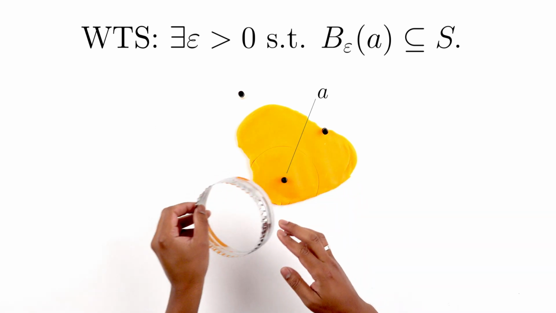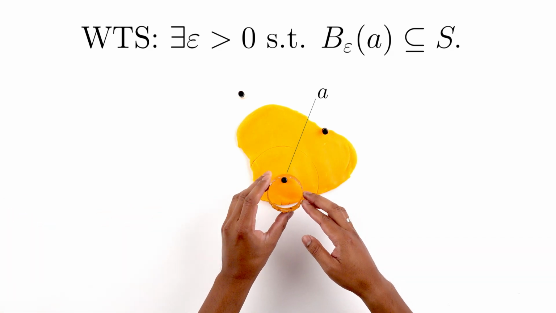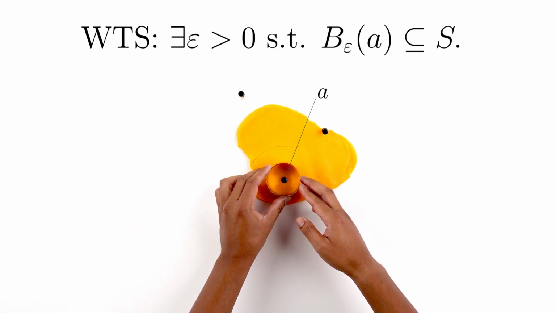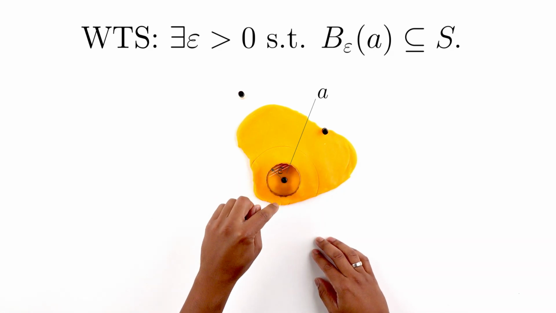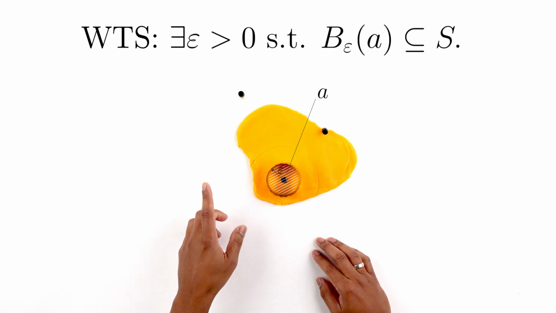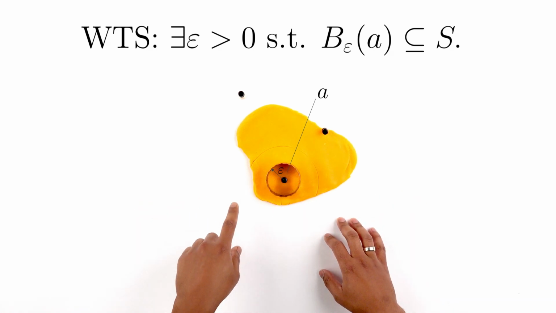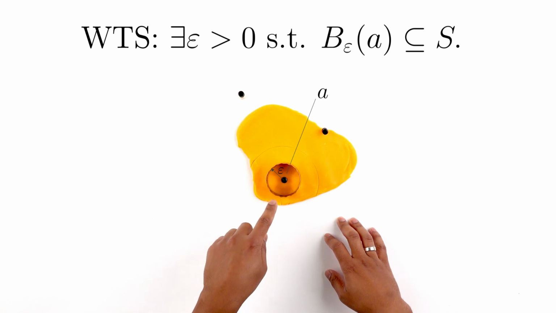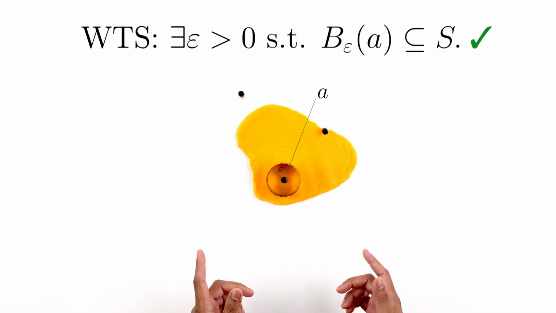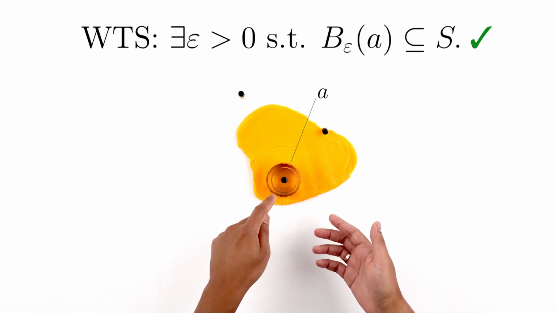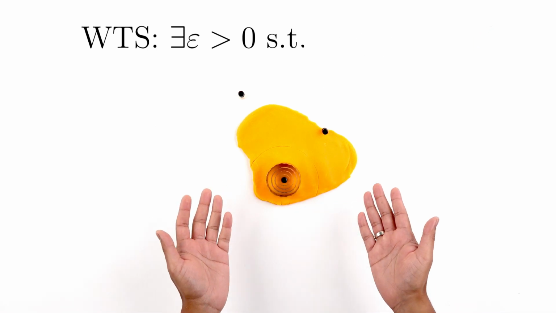So instead of using this open ball, I can place a smaller open ball at A. Right? A should be at the center. Now if I look inside this smaller ball, it contains only mango, my favorite. In other words, this ball centered at A lies inside S. This proves A is an interior point of S. Notice I could have used any smaller ball to prove the same fact. I just don't have a smaller cookie cutter.